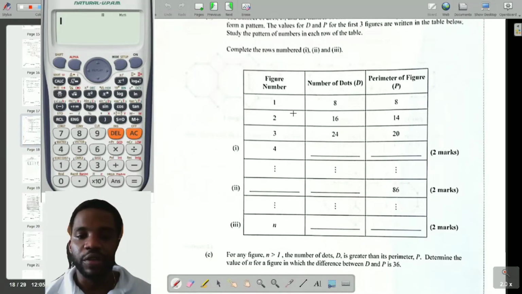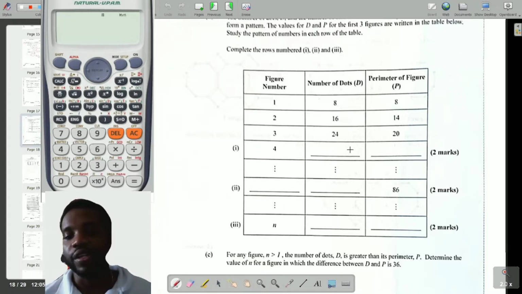Now, if you look, there's a pattern. You can see 8, 16, 24. I'm going up by 8. I have 8, 14, 20. I'm going up by 6. Now, you have 2 options. I can go back to figure 4, count the number of dots, and count the perimeter. But sometimes, if you're in a rush and it's going to take too long, just follow the pattern.